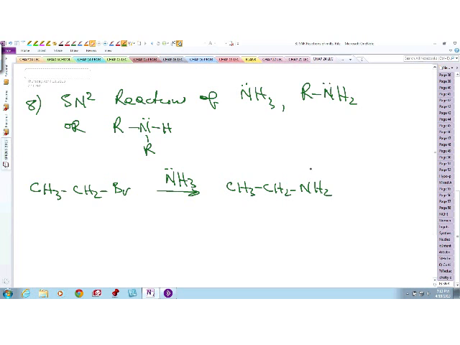The primary amine. Now the problem with this reaction is the primary amine that you form can now come back and also react with this bromide. So you get this whole series of reactions. So that primary amine can come back and react with another molecule of the bromide. So the point here is, in this type of reaction, you get a mixture, and that is why very often this is not a very useful reaction. So you could end up getting this.